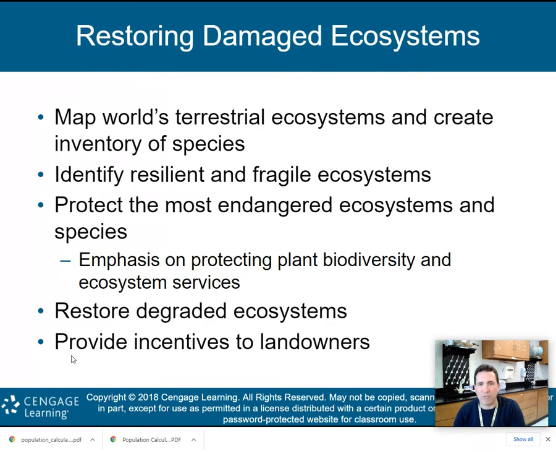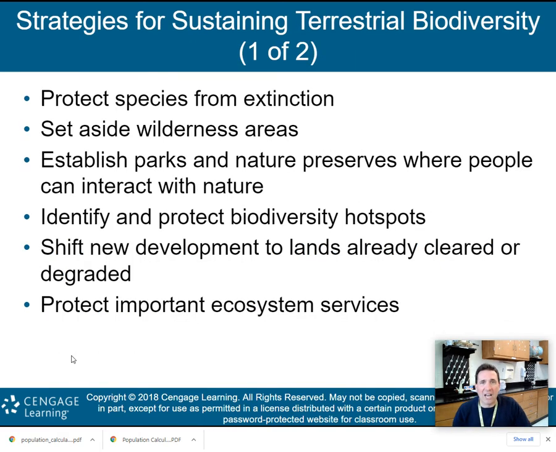Identify resilient and fragile ecosystems, all right? If you know ones that are resilient, you know ones that are fragile, you can kind of leave the resilient ones alone for now and concentrate on the fragile ones, because you want to protect the most endangered ecosystems and species. Put your emphasis on protecting plant biodiversity and ecosystem services. Again, restore degraded ecosystems and provide incentives to landowners like they're doing in Costa Rica. Give them money to create more biodiversity on their land.